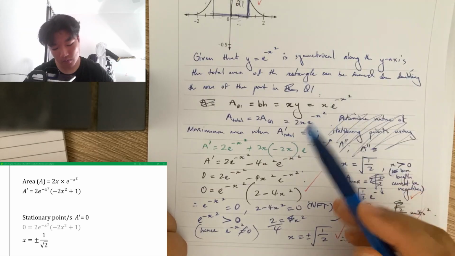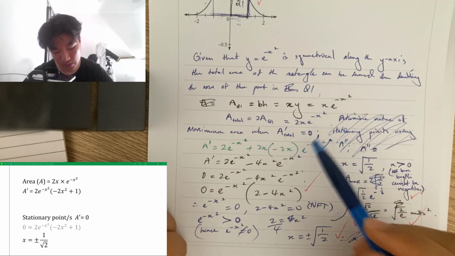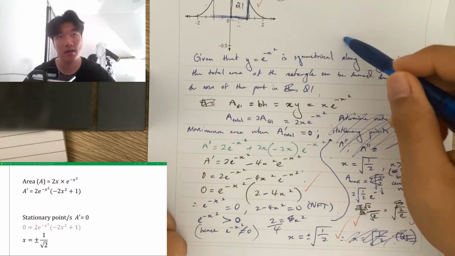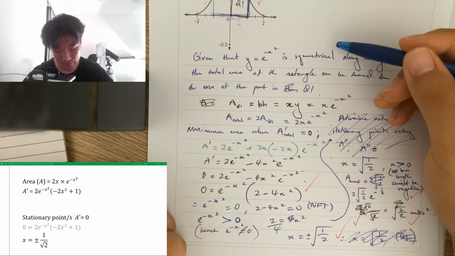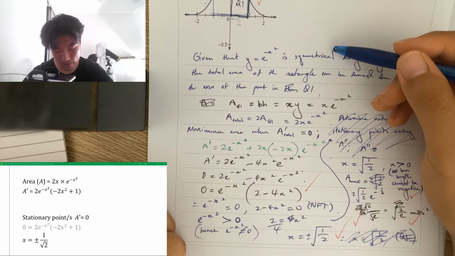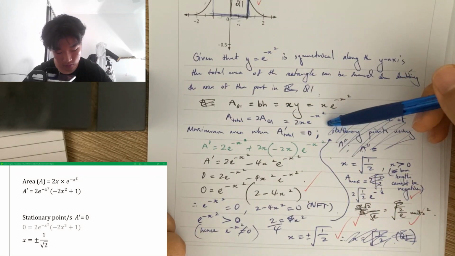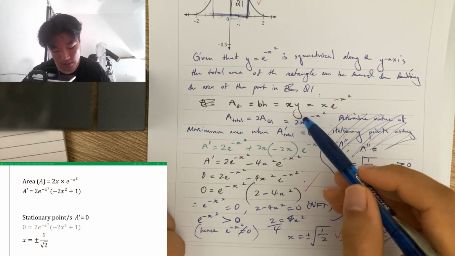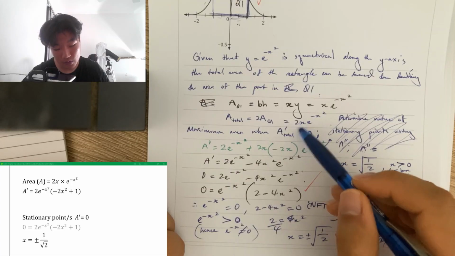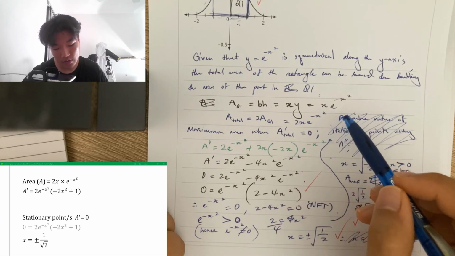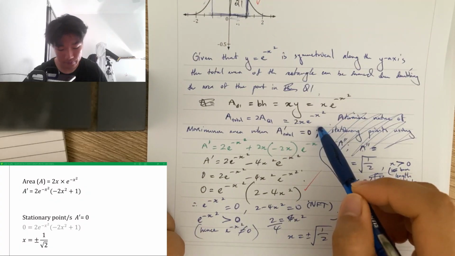So local max, it's when the derivative is 0, right? The rate of change is 0. It starts slowing down. So then when we derive this, it's the product rule. So let's let u equal 2x, and then v equals e to the negative x squared.